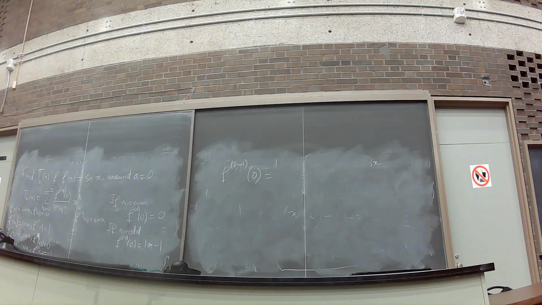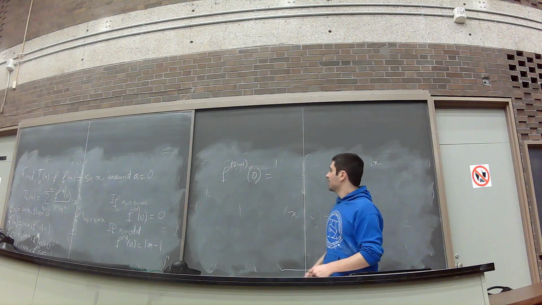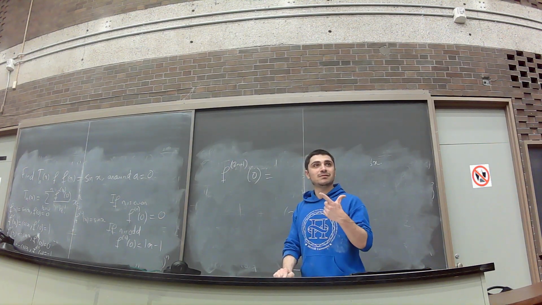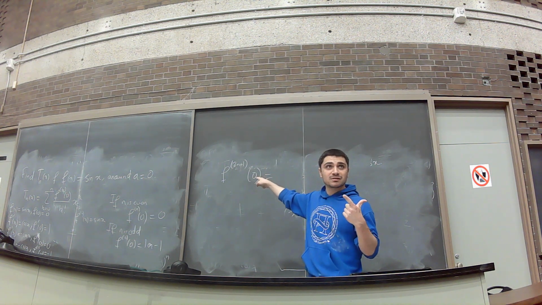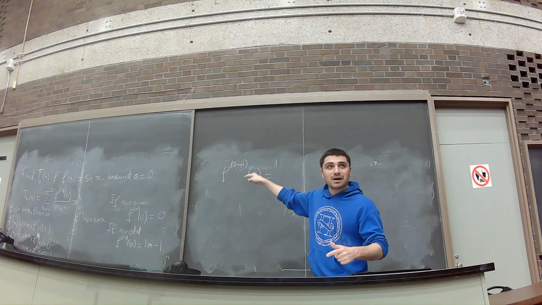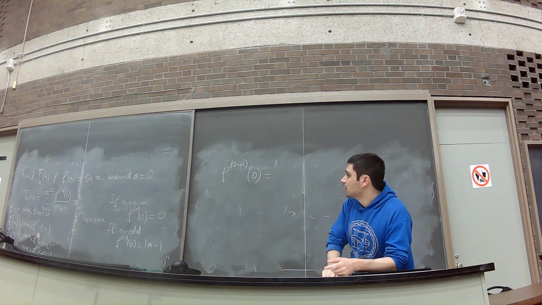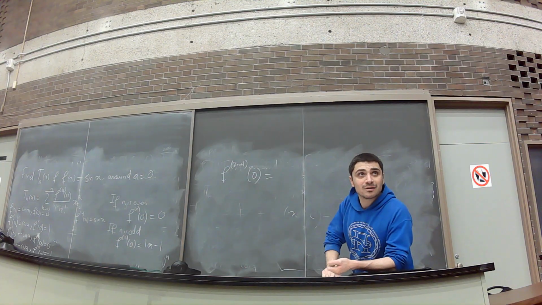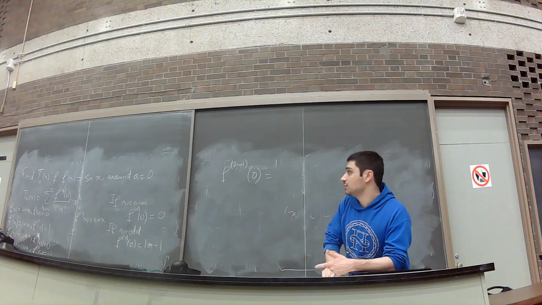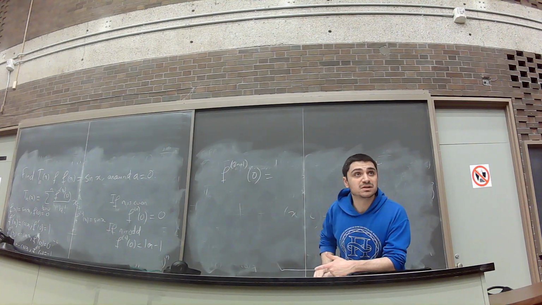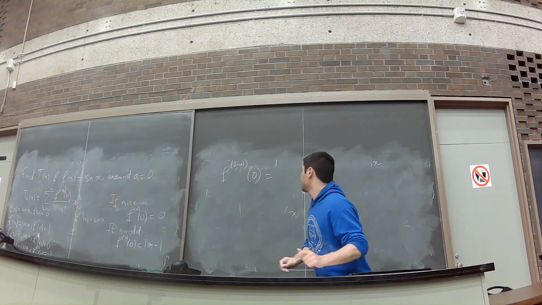What's this? Plug in n equals 0, what do you get? If n is equal to 0, you get 1. If n is equal to 1, what do you get? You get f triple prime, which is negative 1. If n is equal to 2, what do you get? You get f5 of 0, the fifth derivative at 0. What is it? 1.